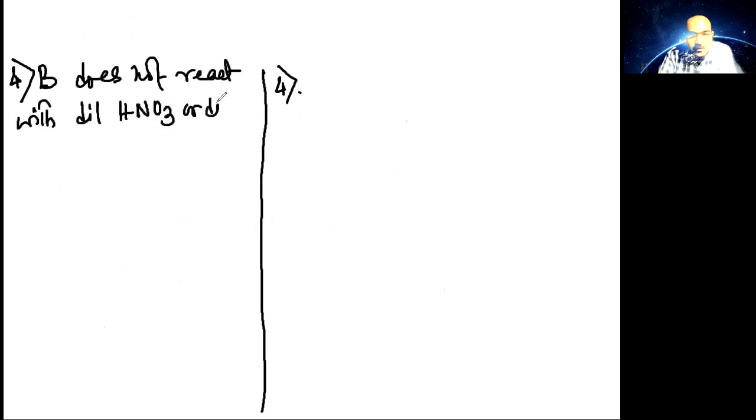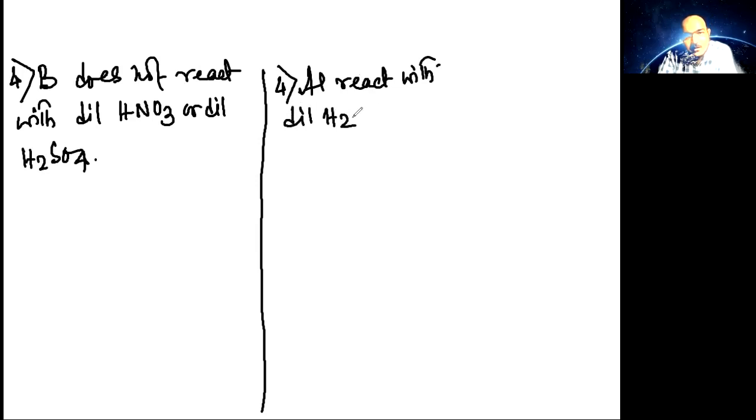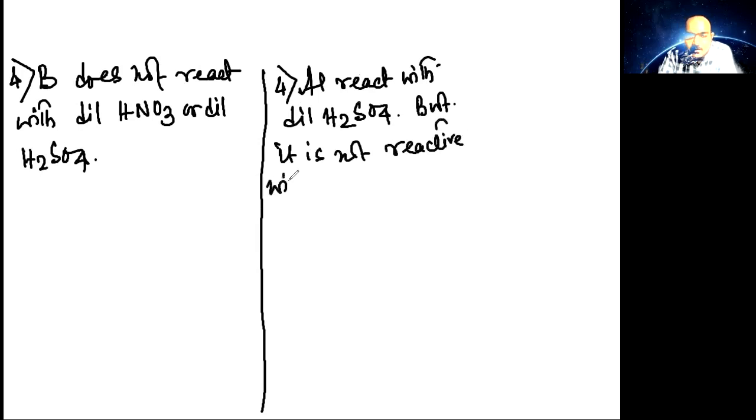Now, number four, boron does not react with dilute HNO3 or dilute H2SO4. Aluminium reacts with dilute H2SO4, but it is not reactive with HNO3.